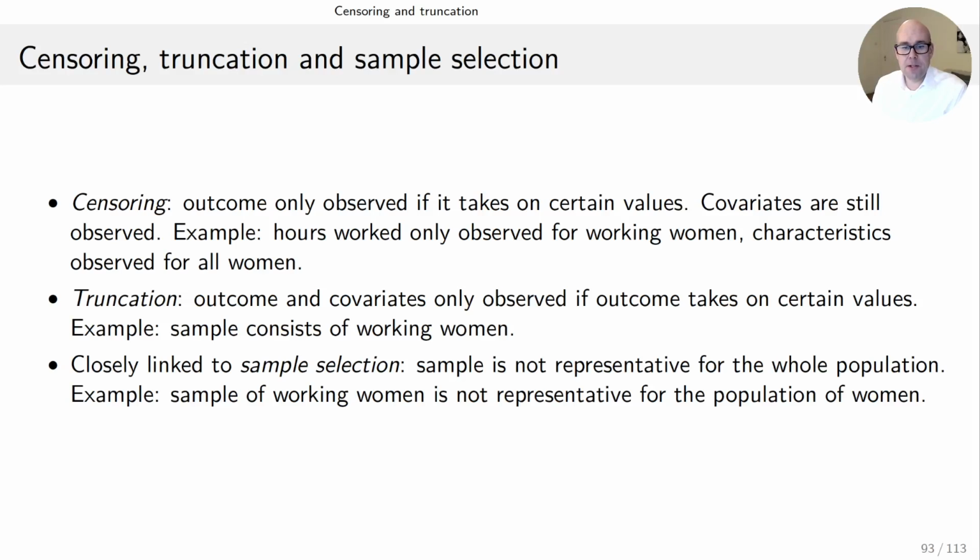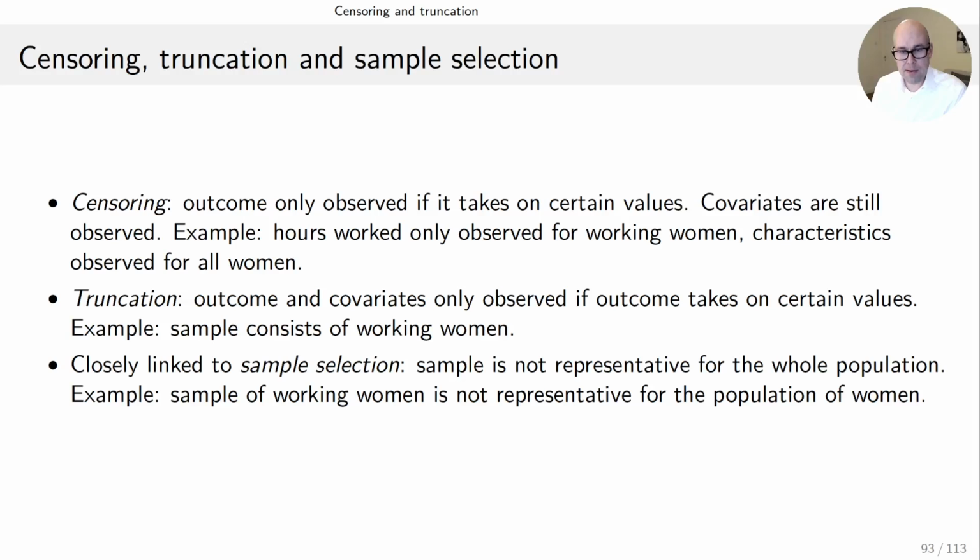Truncation is very much related to that. Truncation means that outcome and covariates are only observed if the outcome takes certain values. So the sample would only consist of working women here, or the sample would only consist of people for whom income is below the threshold above which it is not recorded.